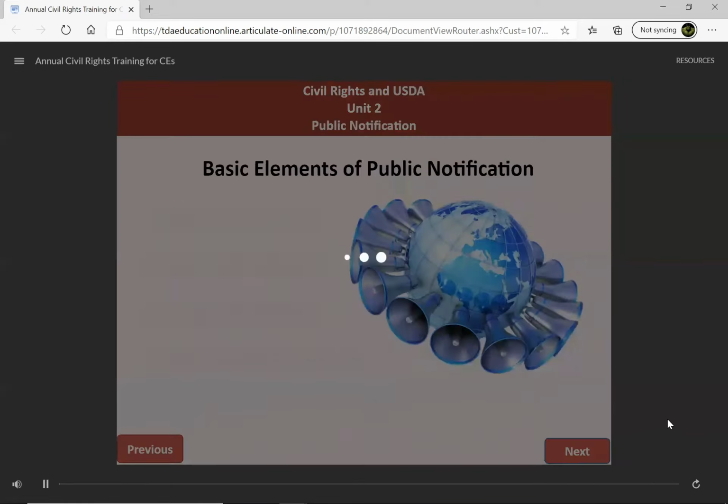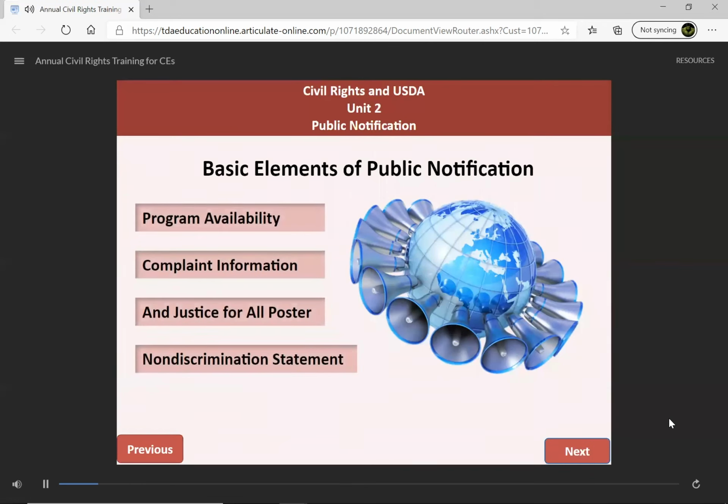Next. CEs must have a public notification system to inform applicants, participants, and potentially eligible persons of the program availability, program rights and responsibilities, the policy of non-discrimination, and the procedure for filing a complaint. CEs must make program information available to the public upon request and be able to provide informational materials related to the program in languages other than English, if the need exists. Click on each topic to learn more about the subject listed.